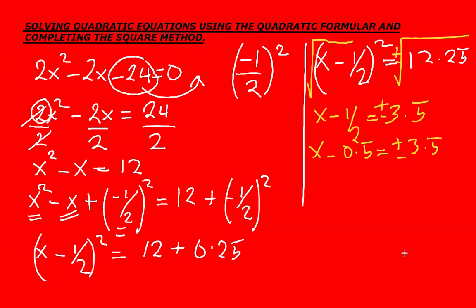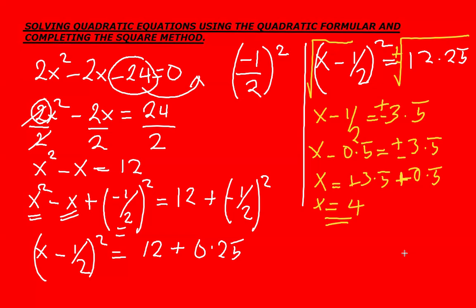Now the first solution becomes x is equal to the positive 3.5 plus 0.5, which gives us, we get 4, right? 3.5 plus 0.5 is 4. So the first solution of x is equal to 4.